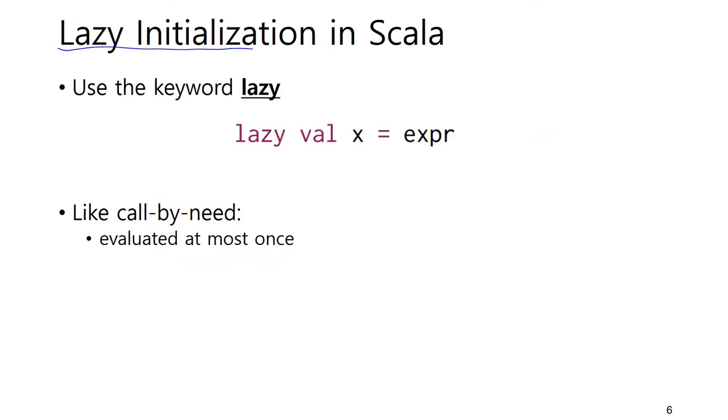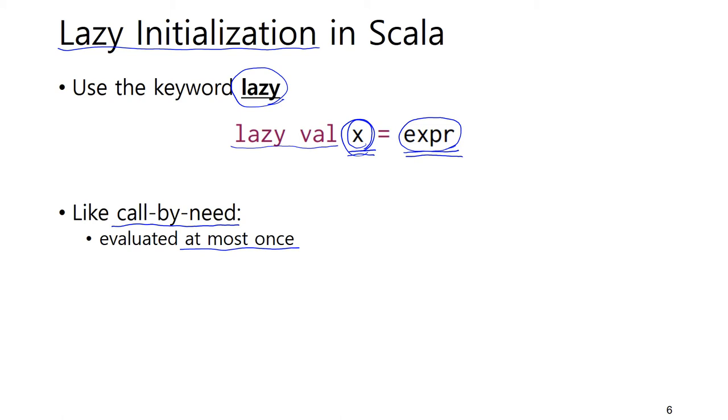Scala supports lazy initialization with the keyword lazy. If we declare a variable x with a lazy val, we tell the Scala compiler to assume call by need semantics for this variable x, which means that it evaluates this initialization expression at most once. So the first time this variable x is dereferenced, Scala evaluates this expression and then caches the result somewhere in memory. The next time this variable x is dereferenced, it directly reuses the previous result cached in memory.